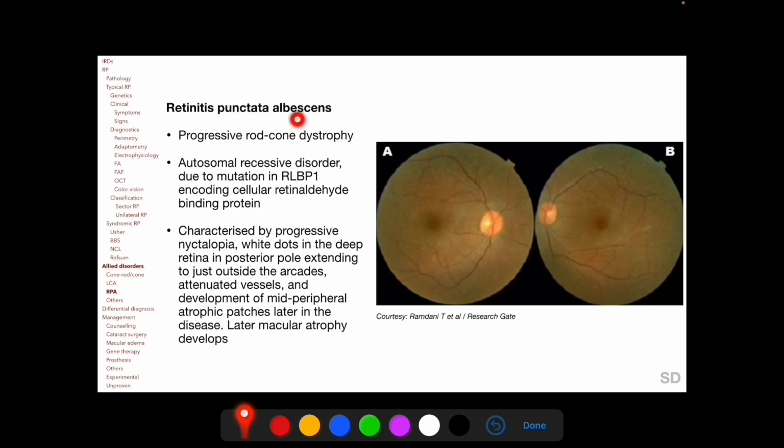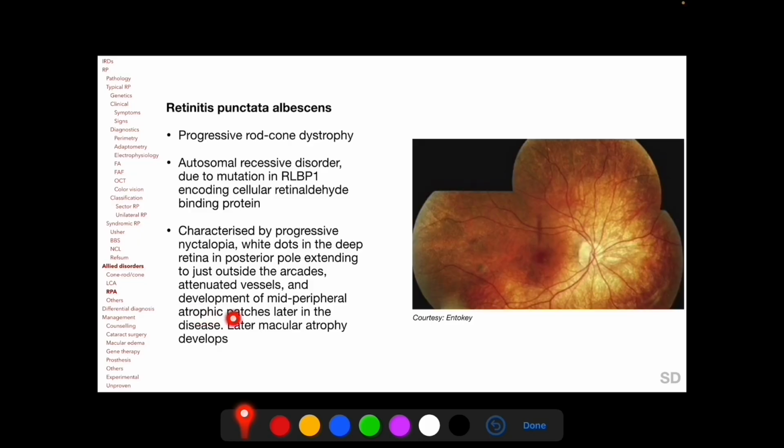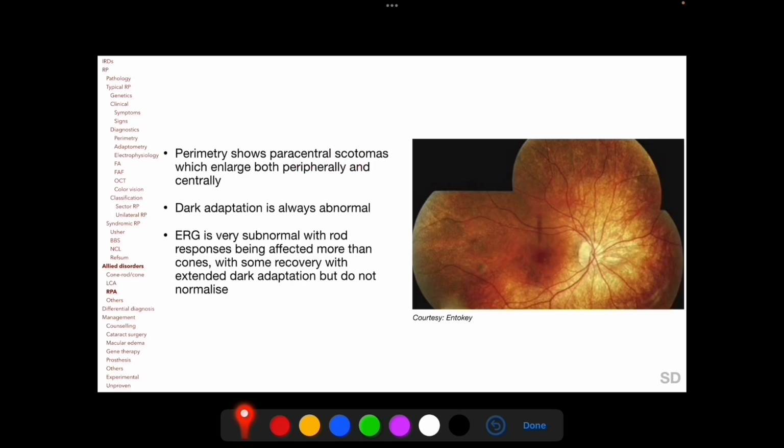Retinitis punctata albescens is a progressive rod-cone dystrophy and is an autosomal recessive disorder due to mutation in the RLBP1 gene, which encodes cellular retinaldehyde binding protein. It is characterized by progressive nyctalopia, white dots in the posterior pole extending to just outside the arcades, and development of mid-peripheral atrophic patches later in the disease process. Perimetry shows pericentral scotomas which enlarge both peripherally and centrally. Dark adaptation is always abnormal, and ERG is very abnormal, with rod responses being affected more than that of cones.